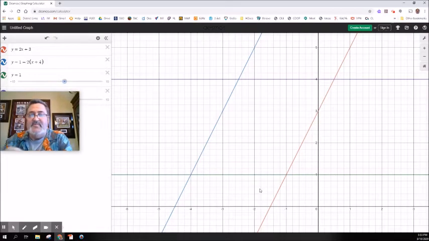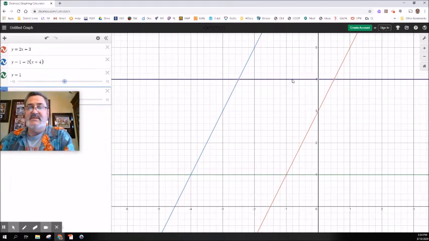So to prove those are parallel, we need to prove those are the same slope, right? So if our blue line is the same slope as our red line, and the slope of the green and purple lines are the same. So let's start with the purple line. What is the slope of this line?